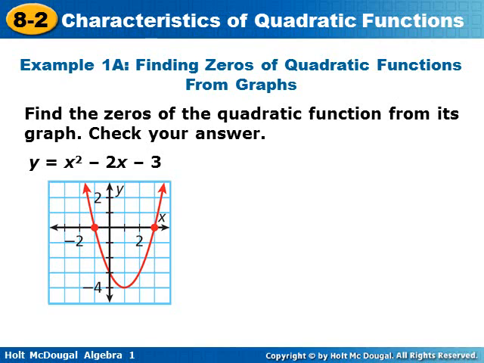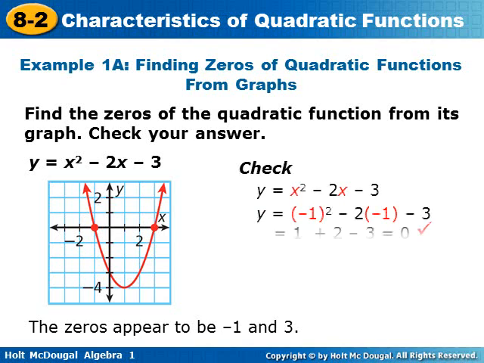Find the zeros of the quadratic function from its graph. Check your answer. The zeros appear to be at -1 and 3 when you're looking at the graph. That's where the graph touches the x-axis. To check, you plug in the two numbers, -1 and 3, and see if the equation ends up equaling 0. And it does, so you know that you've chosen your zeros correctly.